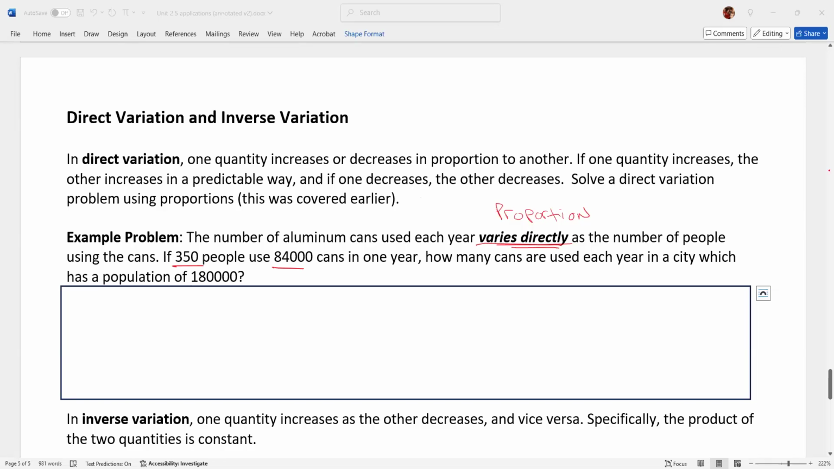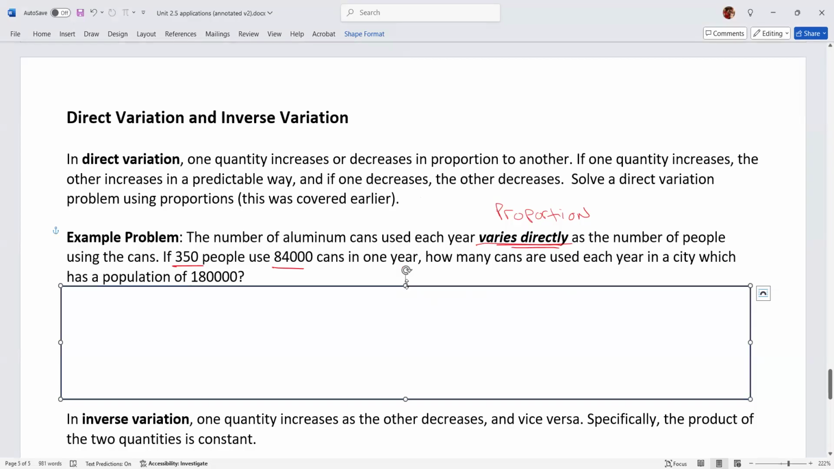And this makes sense. You'll hear stuff like your electric bill varies directly with how much electricity you use. The more you use, the higher the bill. Your water bill, same thing. And so direct variation, just simply write it as a proportion. That'd be the easiest way to do this.